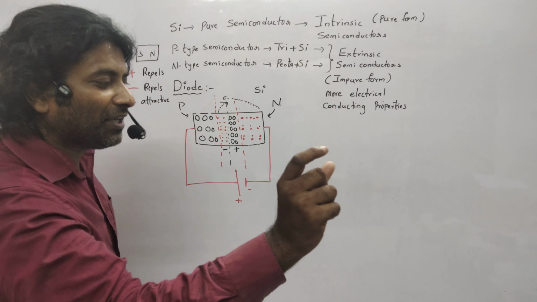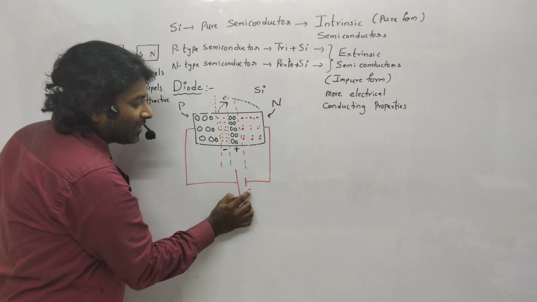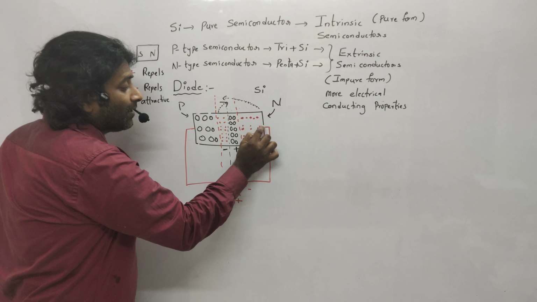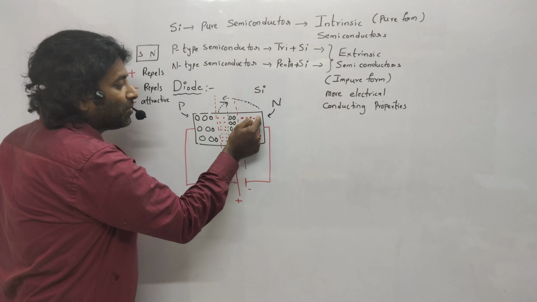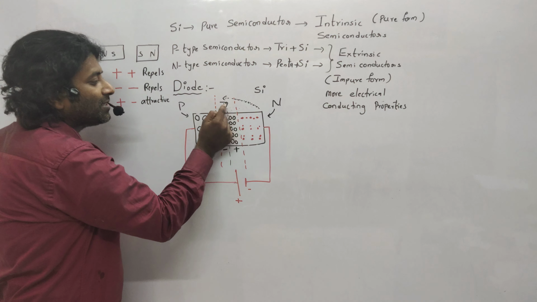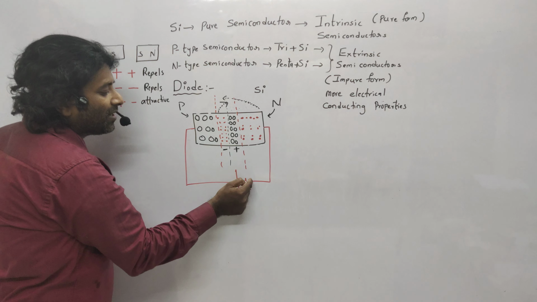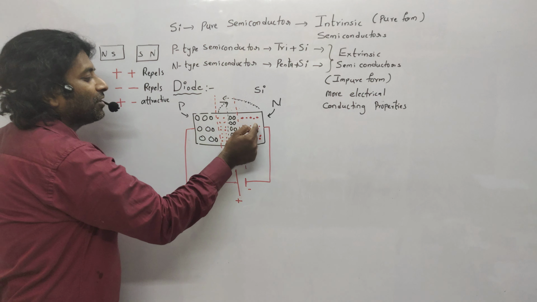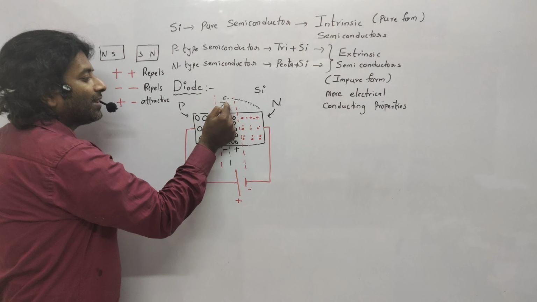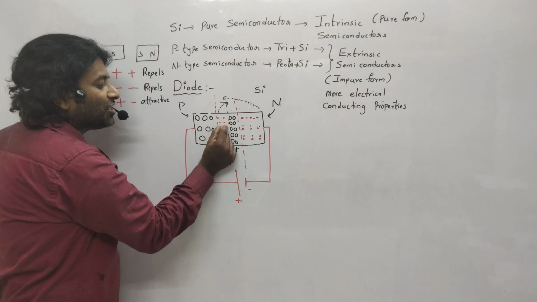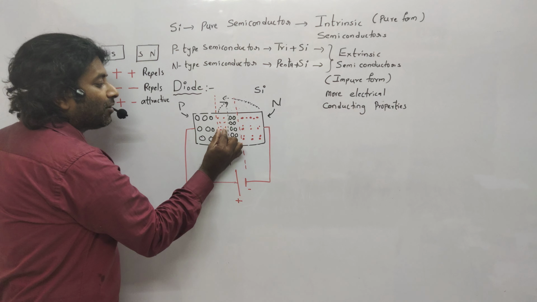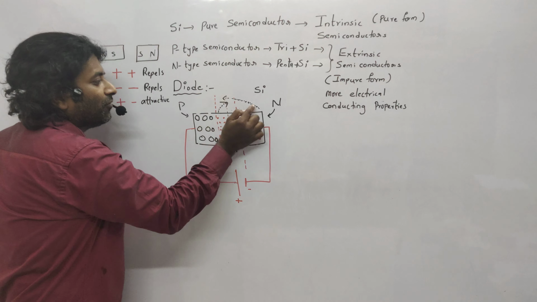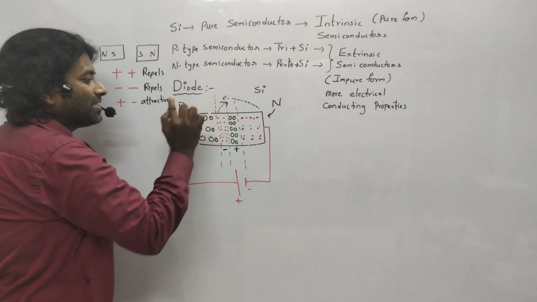Once again, I am repeating. Whenever we apply the supply, this negative terminal will apply the repulsive force on electrons. So electrons will try to move towards this side, because they cannot move the other way due to repulsive force. But already at the junction on the p side, electrons are there. These electrons will not allow the incoming electrons to move this side.